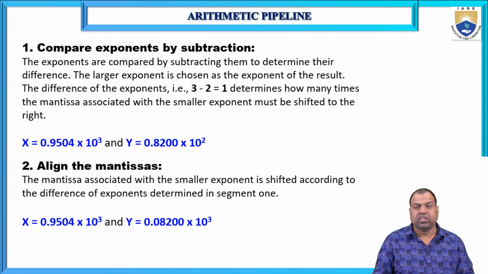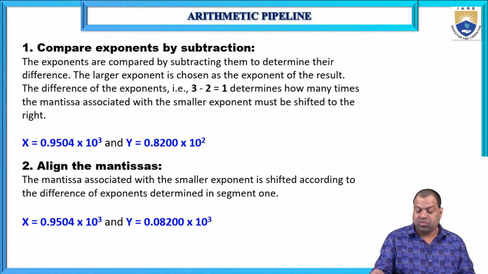The larger component is chosen as the exponent of the result. The difference of the exponents, that is 3 minus 2 equal to 1, determines how many times the quantity associated with the smaller exponent must be shifted to the right. So we have to balance A equal to 2 power a, B into 2 power b. So we have to balance the exponents and mantissa.